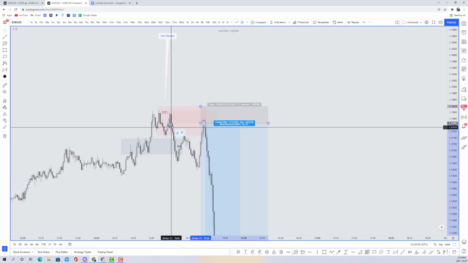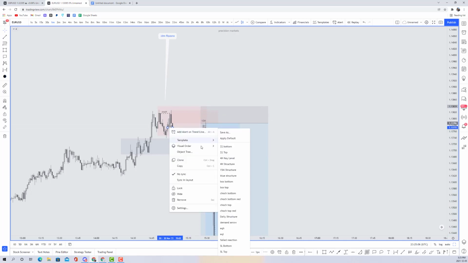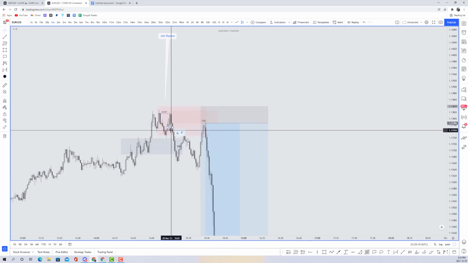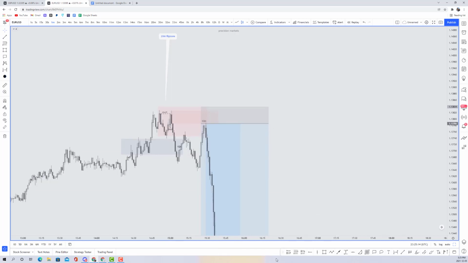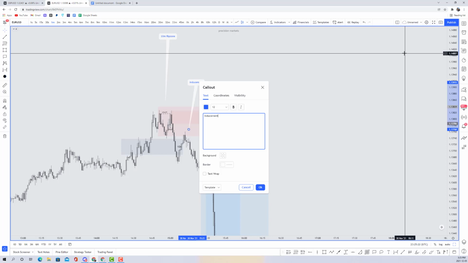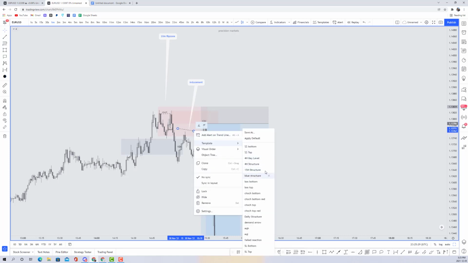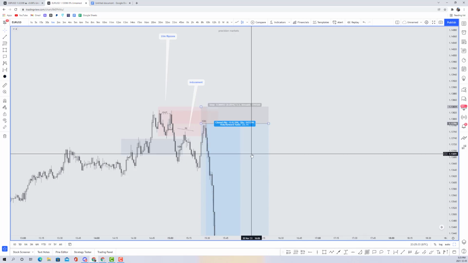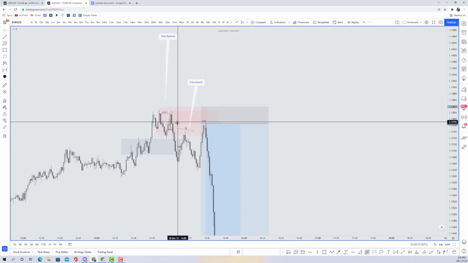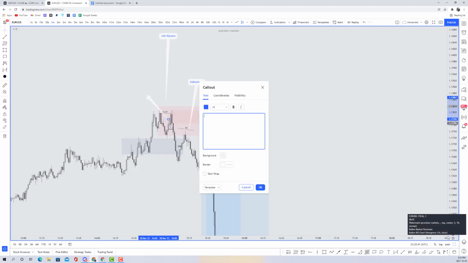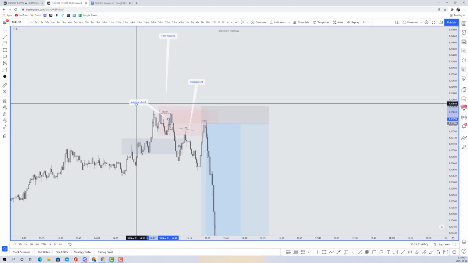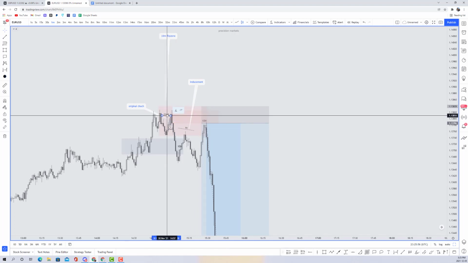Okay. Whoops. No. Let's try that again. Chalk bottom. Perfect. So now we can start writing a few things like inducement. Inducement. The next thing I want to point to is the original chalk. And if we actually mark this properly, the actual chalk would be the top of this demand.